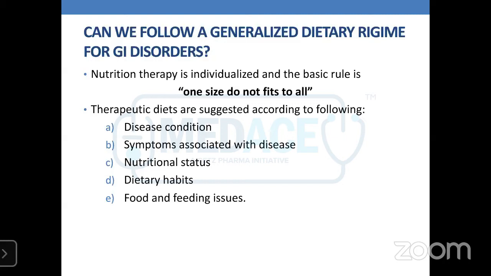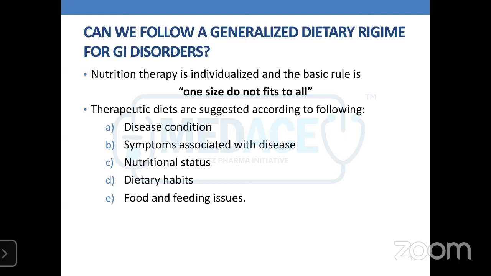So I think the main thing we need to understand is nutrition therapy is individualized, and the basic rule is one size does not fit all. Therapeutic diets, which include low sodium, low fiber, low fat, low residue, all these types of therapeutic diets are suggested according to the following. So these conditions are important, and we need to see them as a dietitian. We always see what conditions are present for the suggestion of these therapeutic diets.